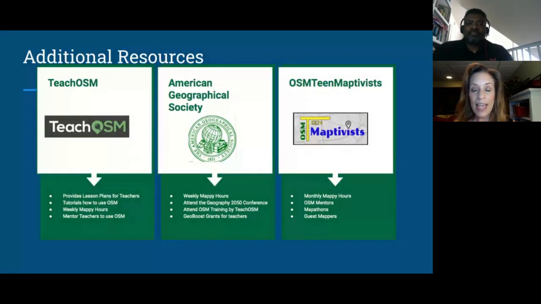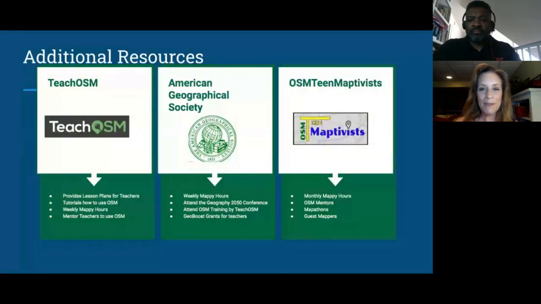We've been having monthly Mappy Hours, where we have a guest mapper who actually uses OpenStreetMap in their line of work. That has been really helpful, because I can say you can use OpenStreetMap for this or that, and my students hear me talking about it all the time, but to have other people talk about how they're using it within their line of work has really opened their eyes.